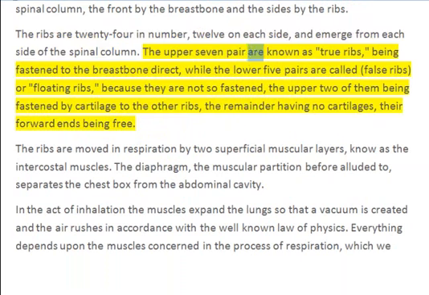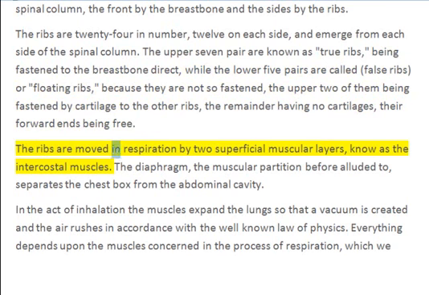The upper 7 pair are known as true ribs, being fastened to the breastbone direct, while the lower 5 pairs are called false ribs or floating ribs, because they are not so fastened, the upper 2 of them being fastened by cartilage to the other ribs, the remainder having no cartilages, their forward ends being free.